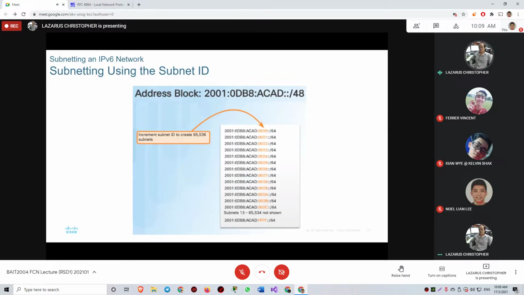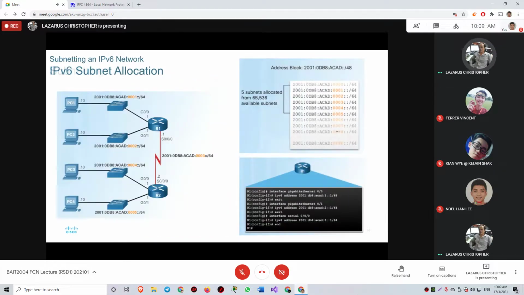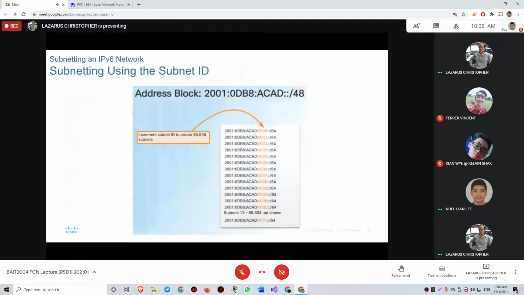So 64-bit is the network portion. You can see, yeah? Is there any class A, class B in IPv6? We're not thinking about classes anymore, right? But we still want to provide subnets.